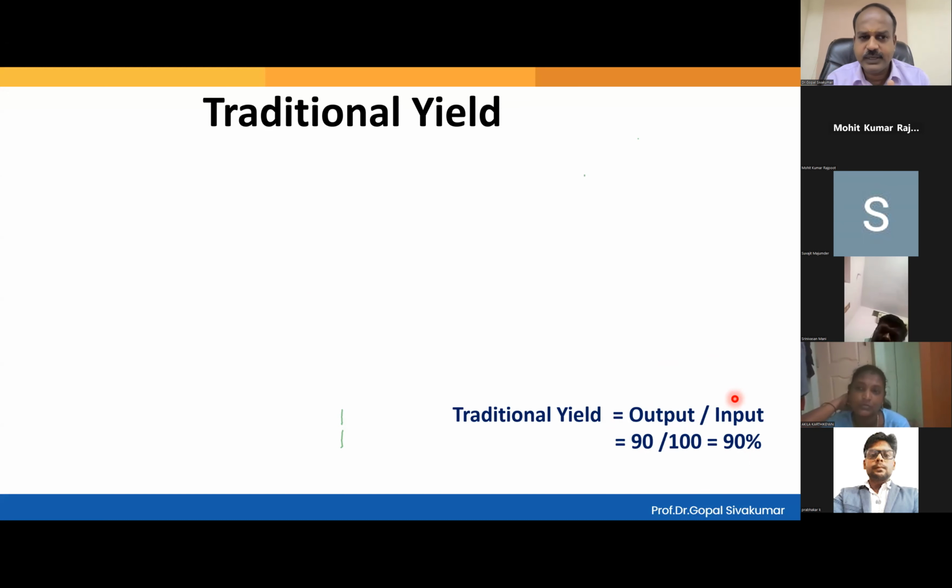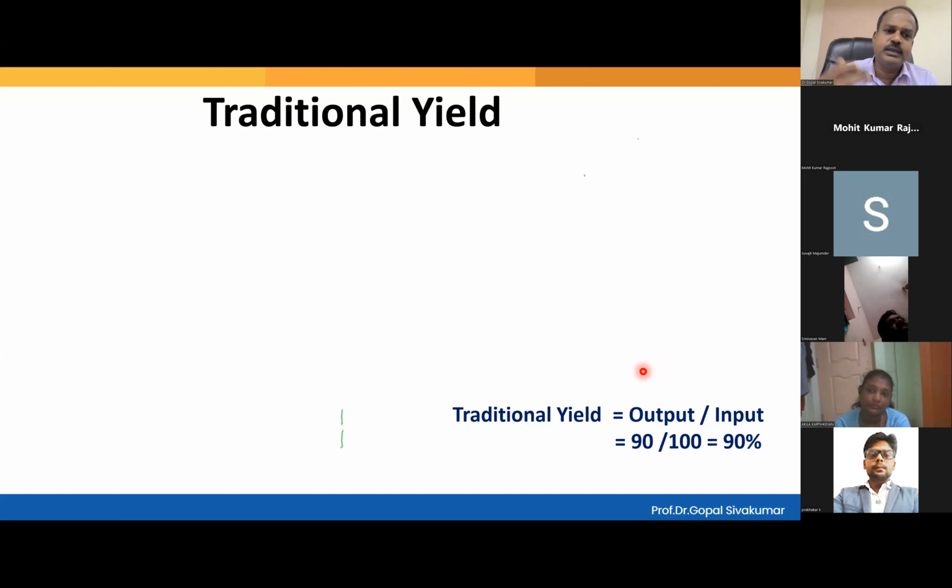How many wrote the exam? 100. How many are eligible for the certification? 90. So the pass percentage is 90. This is known as traditional yield. Imagine you produce 100 parts. Out of 100 parts, 90 parts have passed the quality inspection, but 10 parts are rejected. Now, what is your traditional yield? 90%.